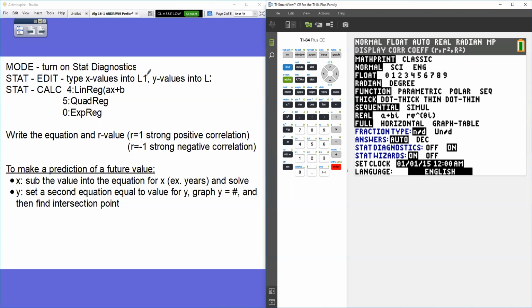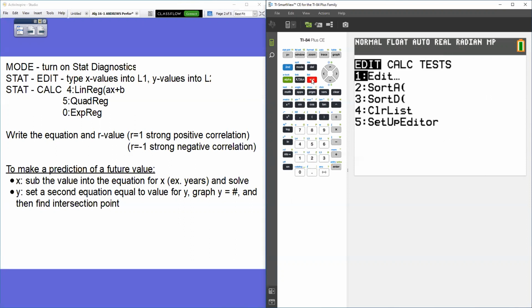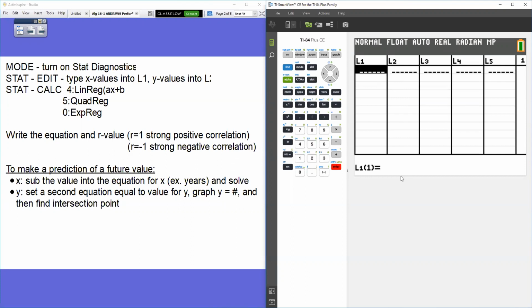So remember that the way that we're going to do this is you're going to be given a table. You're going to have to go to stat edit and type in your values into your L1 and your L2. Remember that your X values go into your L1, your Y values go into your L2.